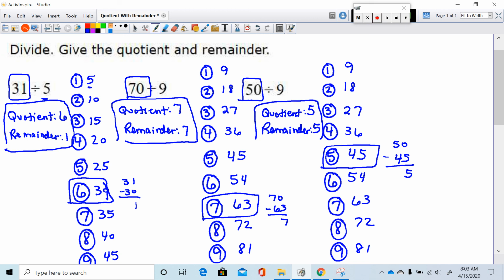Those two numbers, the quotient and the remainder, will not always be the same, so don't just assume that because of the last two problems that that's the way it works, because notice in the first one it wasn't like that. It just so happened to be a coincidence in these problems.